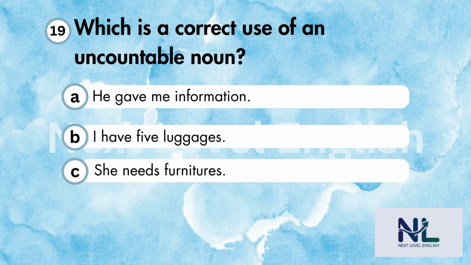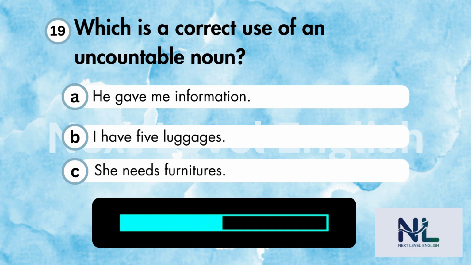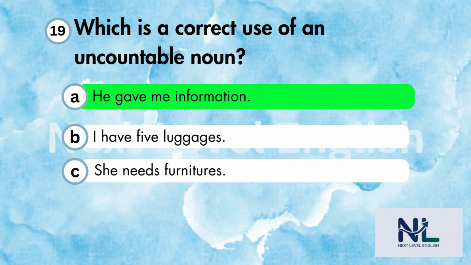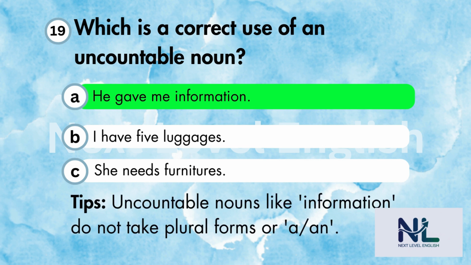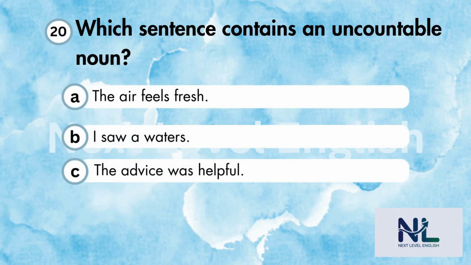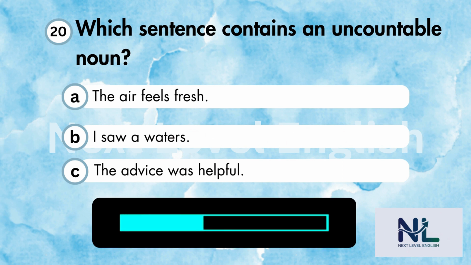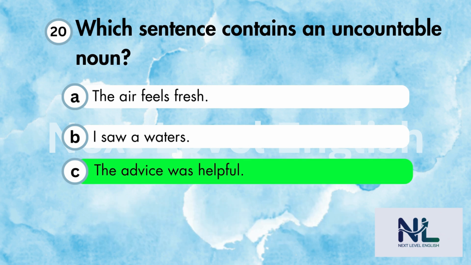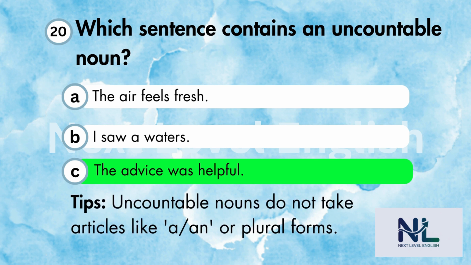19. Which is a correct use of an uncountable noun? He gave me information. Tips. Uncountable nouns like information do not take plural forms or a or an. 20. Which sentence contains an uncountable noun? The advice was helpful. Tips. Uncountable nouns do not take articles like a or an or plural forms.